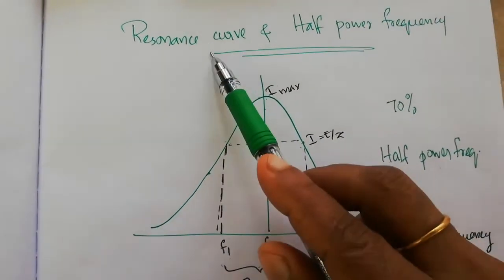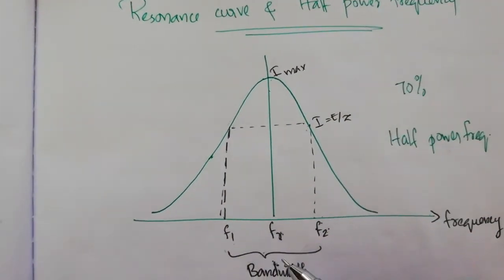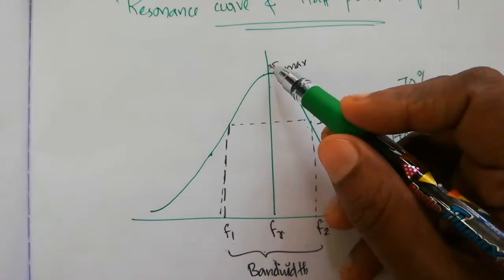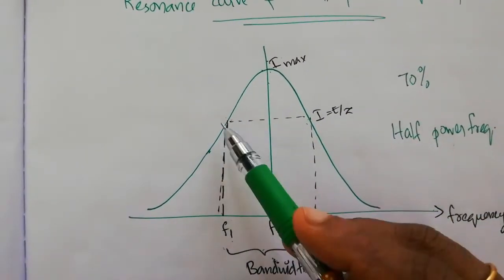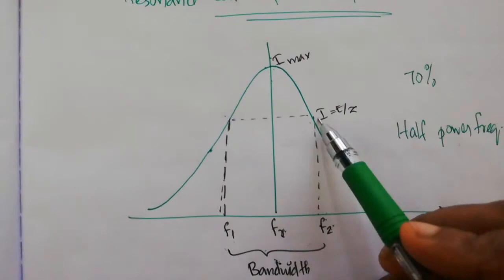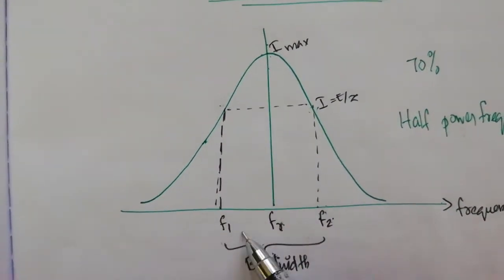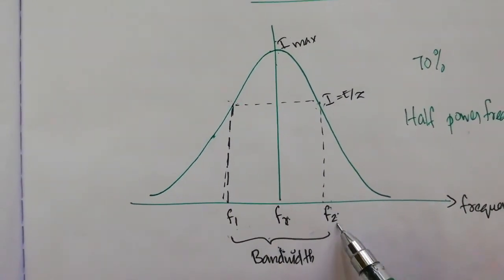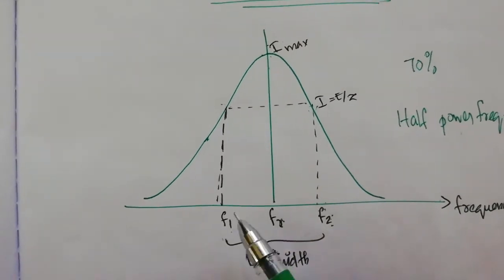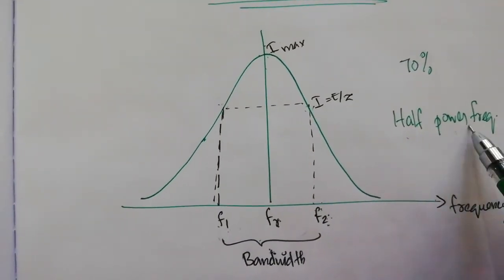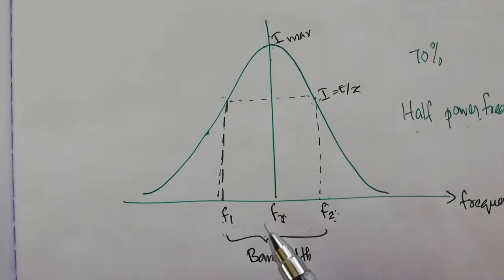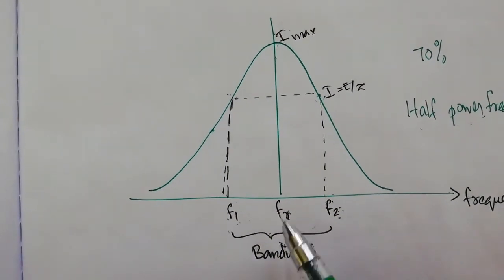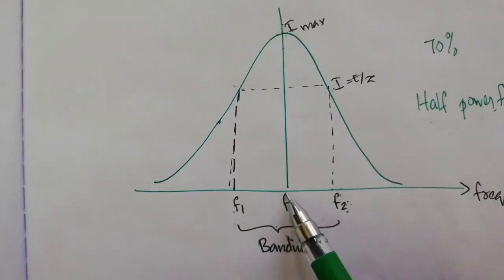That's all about the resonance curve and half power frequency. At resonance, the maximum current flows and 70% of I max is represented here and here, that is F1 and F2, and this difference F1 minus F2 is known as the bandwidth. F1 and F2 are known as the half power frequencies, and in this bandwidth the resonance takes place in a series LCR circuit.